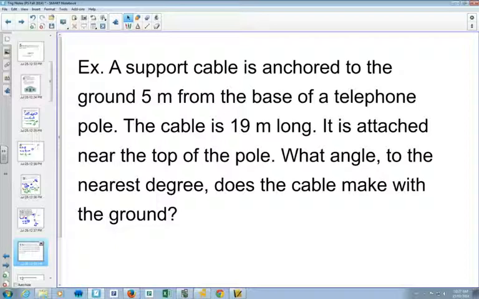Now, with a word problem, the first thing you're going to have to be able to do is take that word problem and draw a picture of the situation. So we've got a support cable is anchored to the ground 5 meters from the base of a telephone pole, and the cable is 19 meters long.